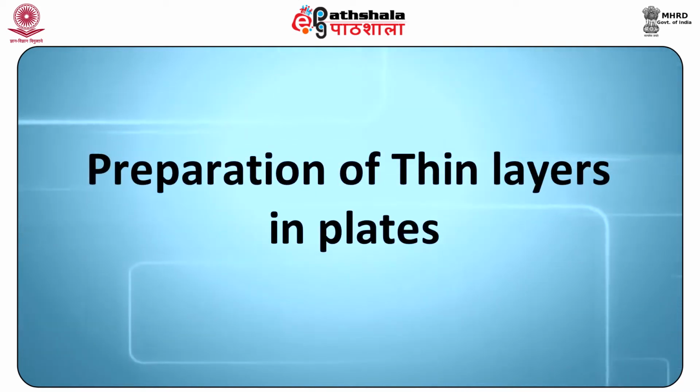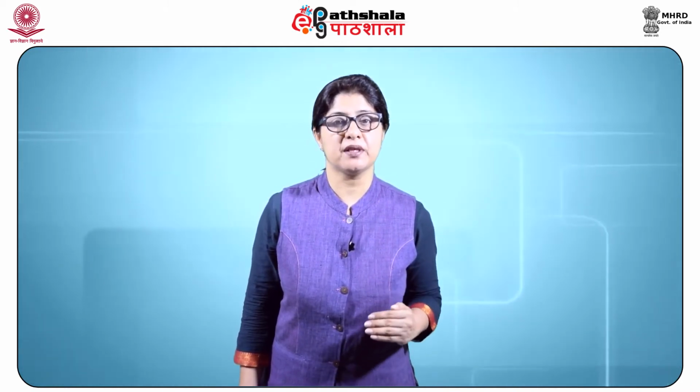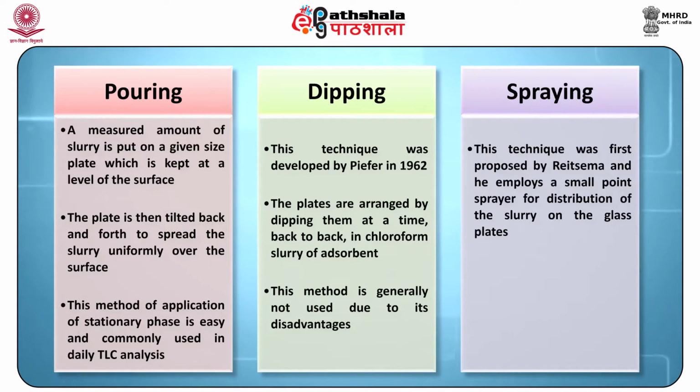Preparation of thin layer plates. While preparing a TLC plate, the primary requirement is that the layer should be consistent throughout the plate. To meet this criterion, a large number of applicators are available at a commercial level and are used for coating the glass plates with diverse adsorbing materials of even thickness. Most of the methods use the coating material in the form of a slurry or a suspension in some liquid. The steps involved are pouring. In this technique, a measured amount of the slurry is put on a plate of the given size, which is kept level on a surface.